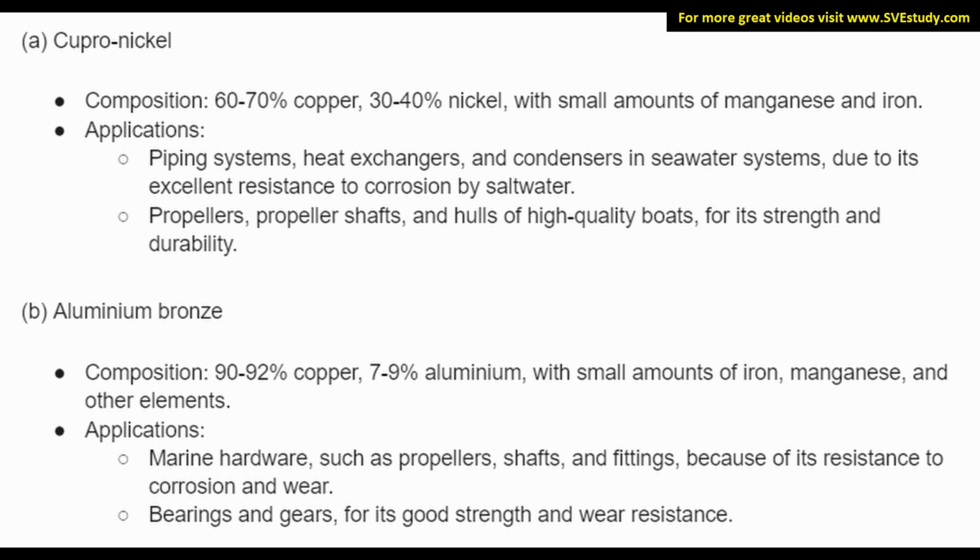Aluminium bronze composition: 90 to 92% copper, 7 to 9% aluminium, with small amounts of iron, manganese, and other elements. Applications: marine hardware such as propellers, shafts, and fittings because of its resistance to corrosion and wear. Bearings and gears for its good strength and wear resistance.